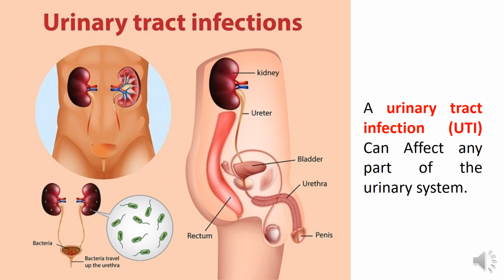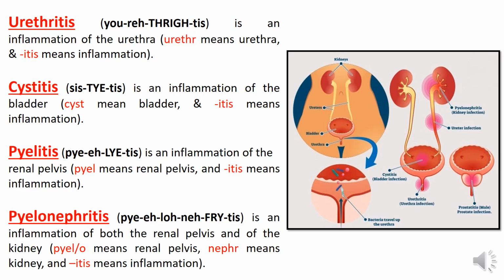Infections are frequently encountered in the medical setting, and urinary tract infection is among the most frequently seen in consultations for many patients. They can affect any part of the urinary system. If the inflammation occurs in the urethra, it's urethritis. Cystitis is the inflammation of the bladder. Pyelitis is the inflammation of the renal pelvis itself.